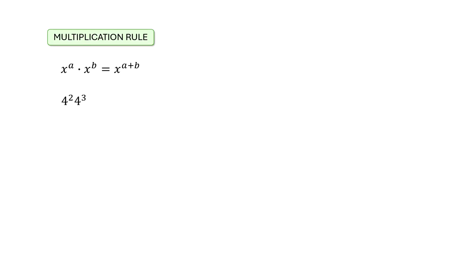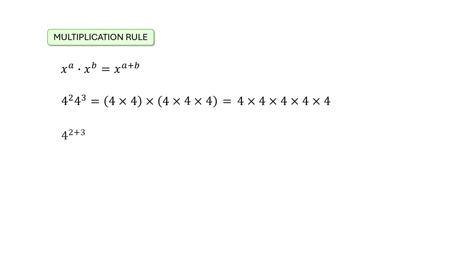Take this example and calculate each power individually. 4 raised to power 2 is 4 times 4. 4 raised to power 3 is 4 times 4 times 4. Which will give a total of 5 bases multiplied by themselves. Now, let's calculate using the other way. In this case, we sum the powers. 2 plus 3 gives 5, which means 5 bases multiplied by themselves. These two terms are equal, thus proving the multiplication rule. So remember, when multiplying the same base raised to different powers, you can add these powers.